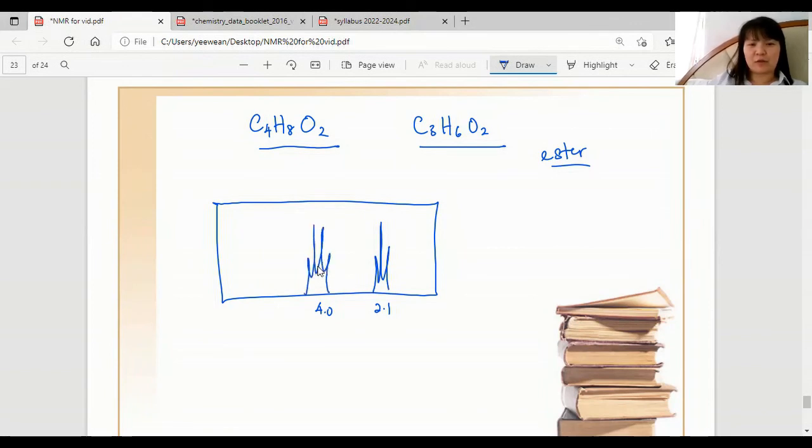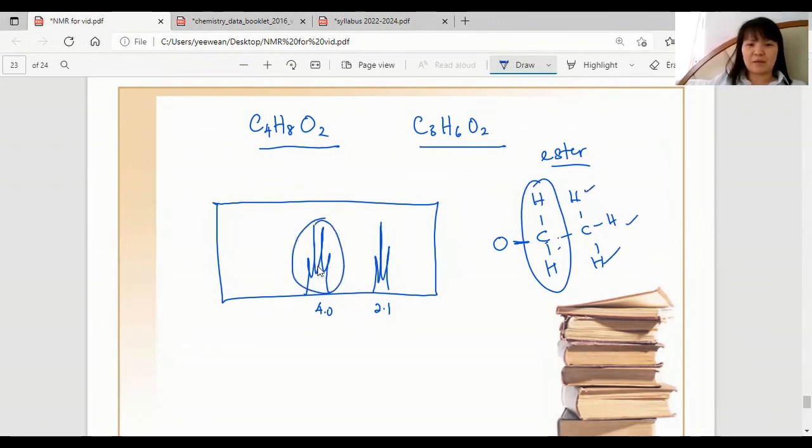Of course, whether it's a singlet, doublet, triplet, or quartet will depend on its neighbors. So for example, if this is the alcohol side of the ester, you will get a quartet with 3 neighbors at somewhere around 4. So that's your clue.